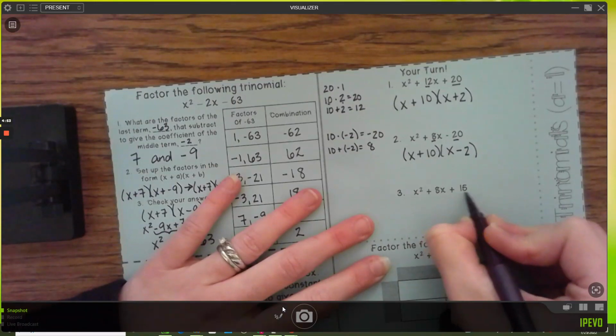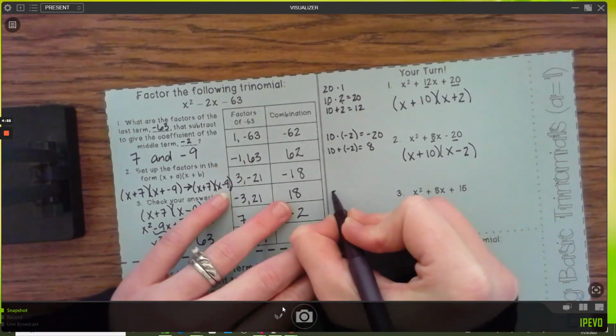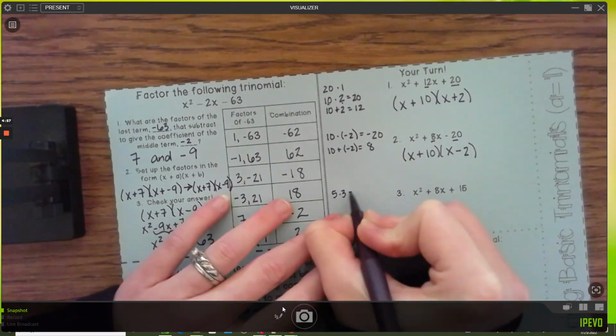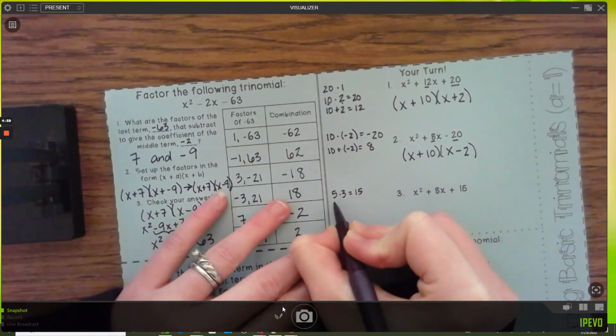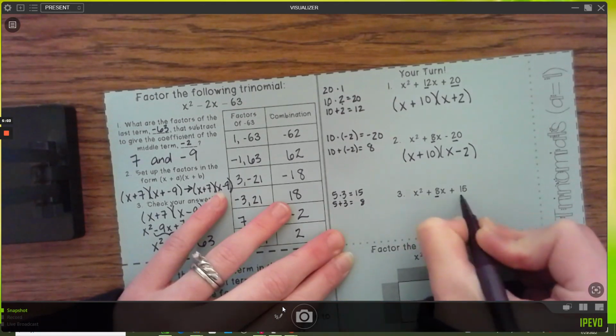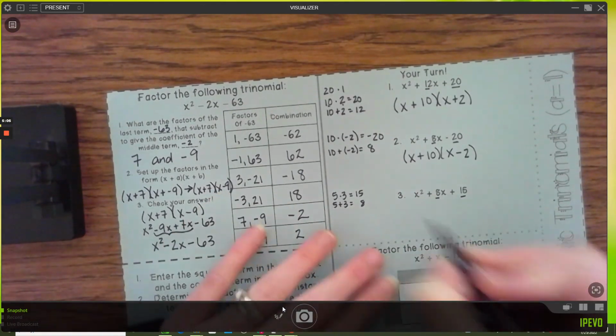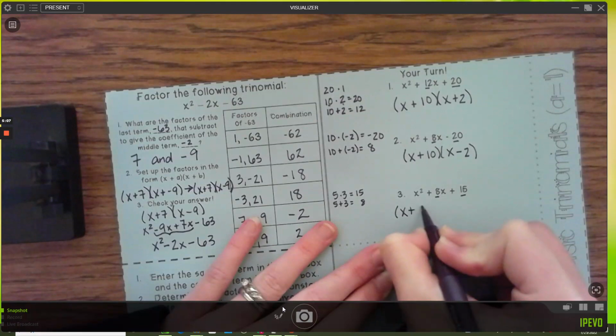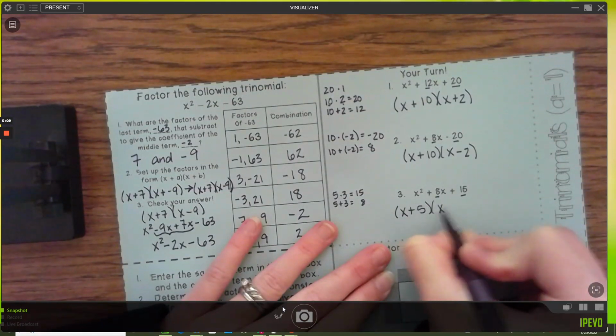All right, here we've got 15, so the factors of 15. Let's start with 5 and 3. 5 times 3 gives me 15, and 5 plus 3 gives me 8. Right off the bat, I've got my two factors. So x plus 5 and x plus 3.